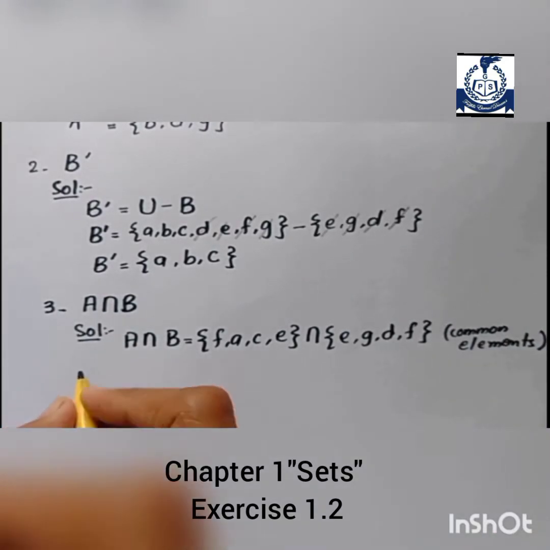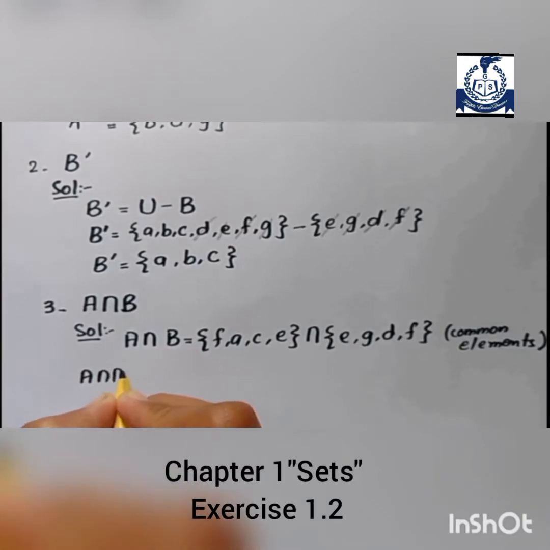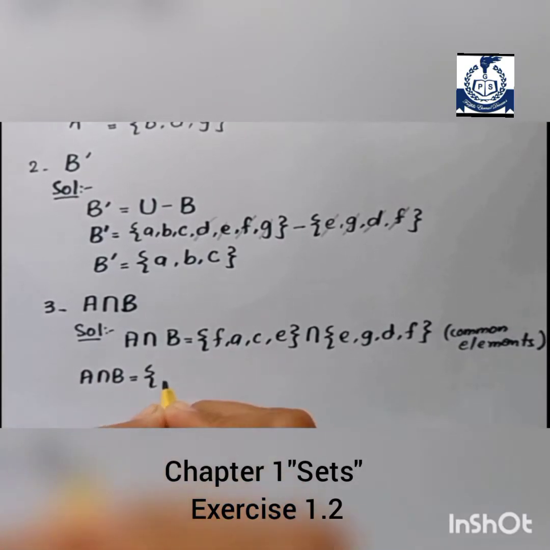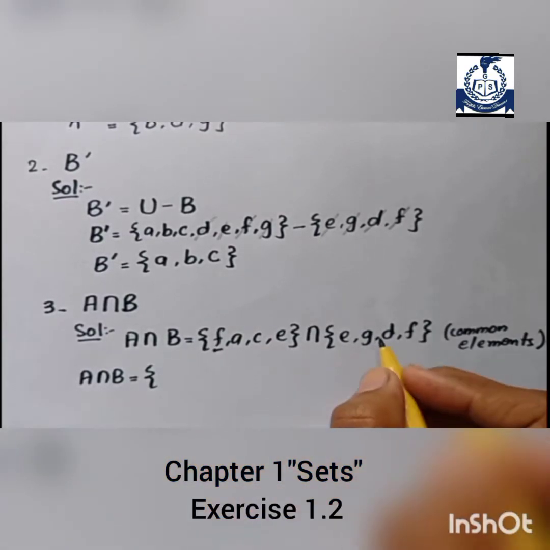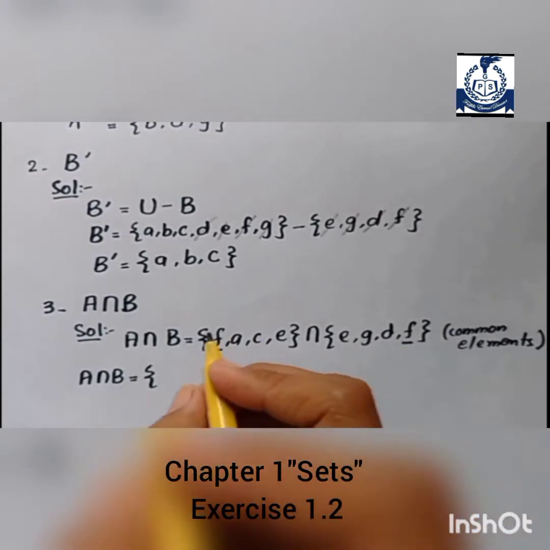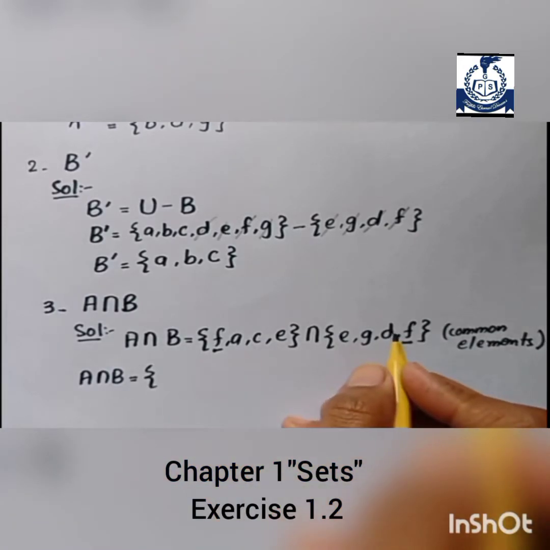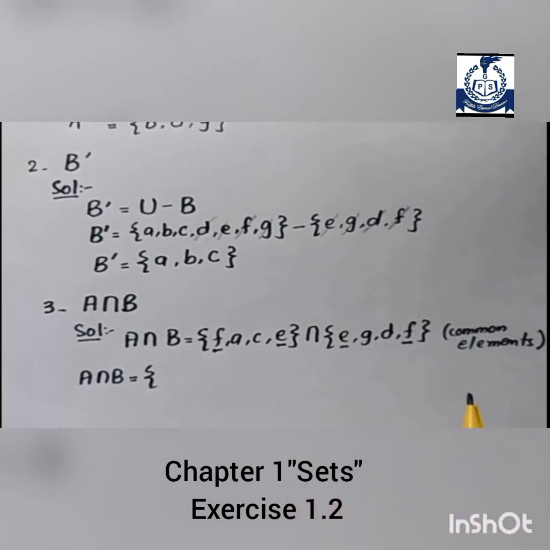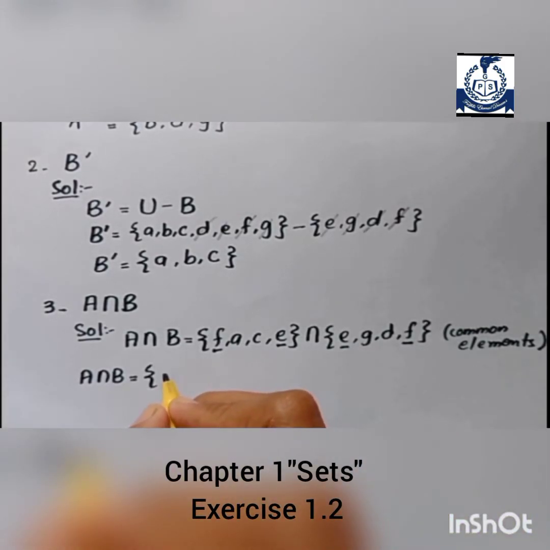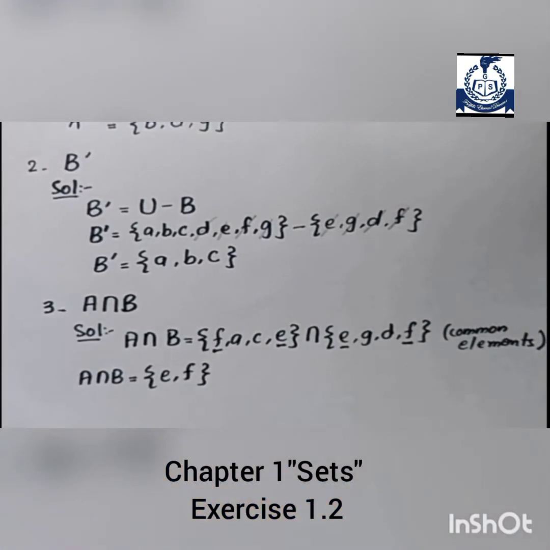In intersection we find the common elements. So A intersection B is equal to, here we check which elements are common. F, yes. A, no. C is not. E, yes, E is same. So we write F and E as common elements, and this is the answer. A intersection B is equal to E, F.